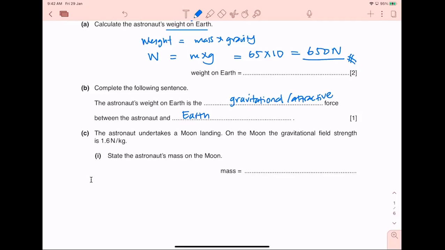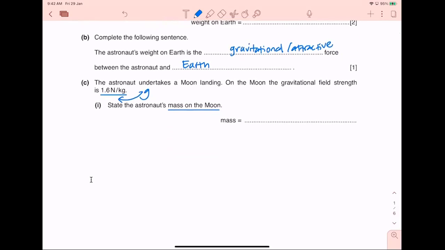For part C, the astronaut undertakes the moon landing. On the moon, the gravitational field strength is 1.6. So you can see the 1.6 is actually the value of g. If they ask you what is the astronaut's mass on the moon, first of all, mass is the thing that is not changing. So the mass stays 65 kilogram.